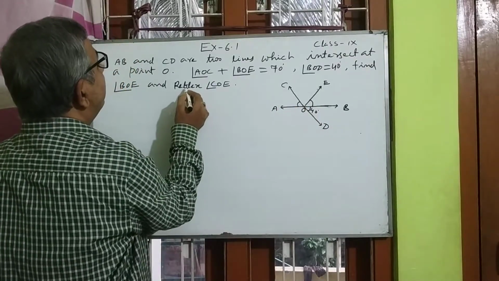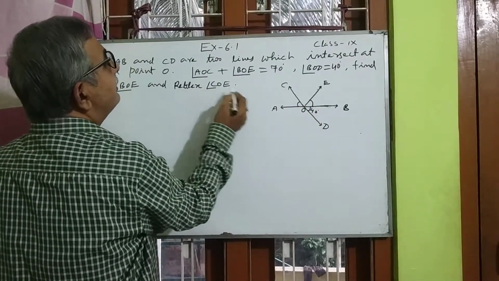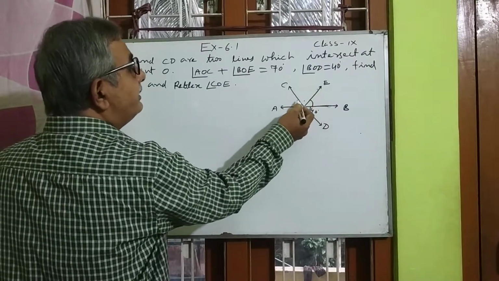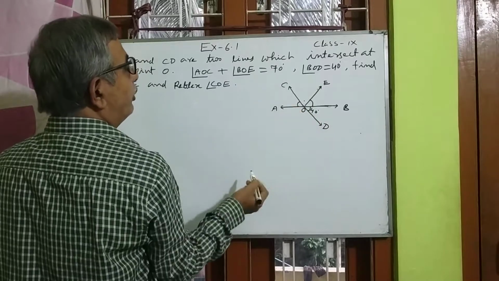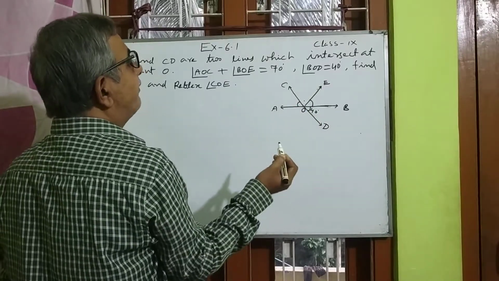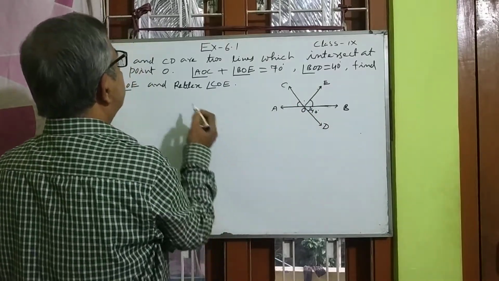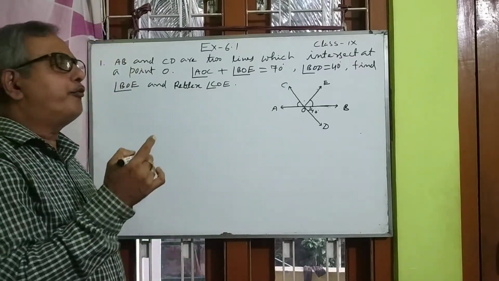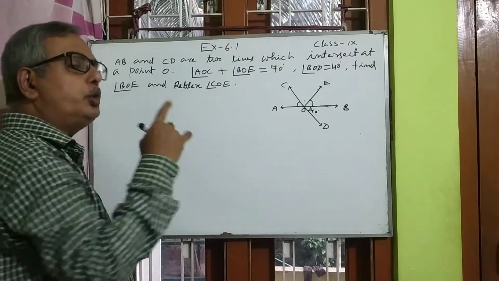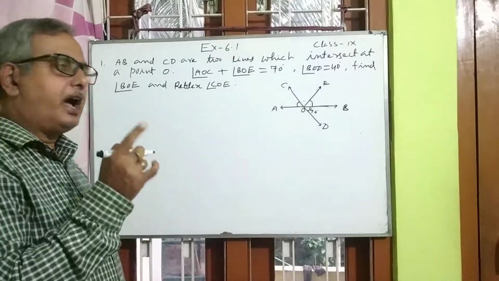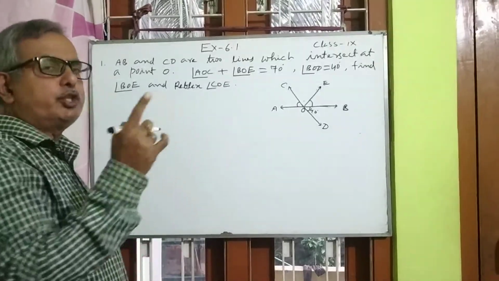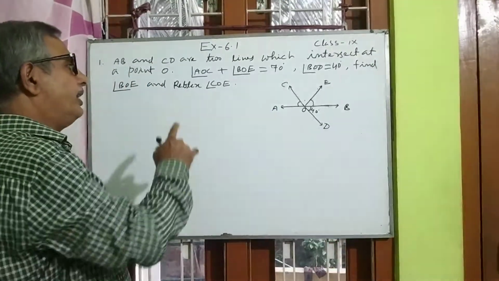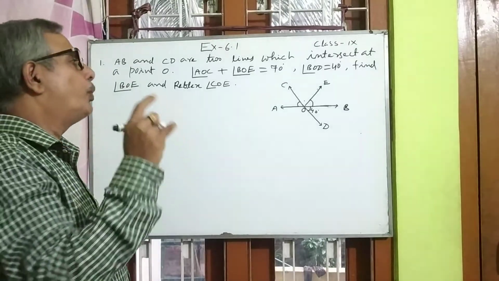And one more, the reflex angle COE, is this angle. Their reflex you have to find out. You know that to get the reflex angle COE, first of all you have to find out angle COE, and after that you subtract COE from 360 degrees, then only you are going to get reflex COE.